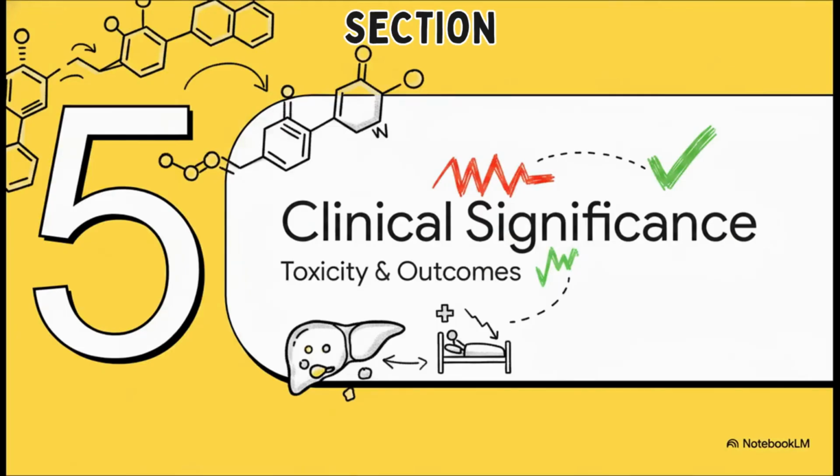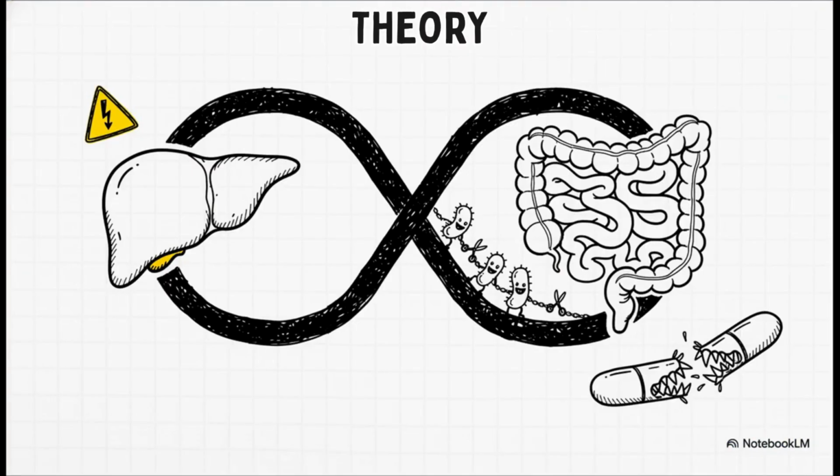And finally, Section 5, Clinical Significance. This is where the textbook theory hits the hospital ward, right? These clinical takeaways are essential. Think about enterohepatic circulation. A drug is conjugated in the liver and excreted into the bile. It enters the gut, where intestinal bacteria essentially cleave off the conjugate. That reactivates the drug so it can be reabsorbed right back into the blood. This creates a loop that drastically prolongs the drug's effect.